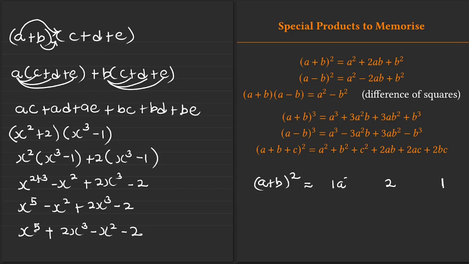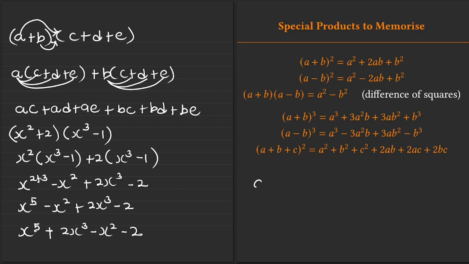So you have a squared, and it moves in descending order. So a squared, a, then you have a to the power 0 over here, which we don't write. Then in the reverse order, you have b squared, b, and then b to the power 0. And everything is a plus here as well. So these are some of the special ones you would want to memorize, or if you have done the binomial theorem, you simply don't need to memorize it.